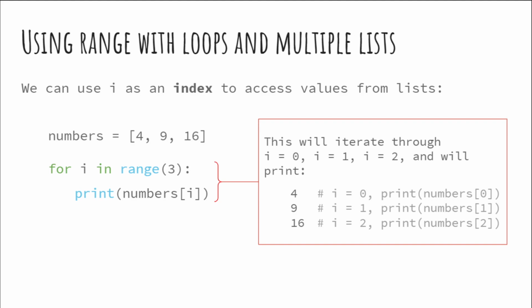So when we iterate over numbers at I, as you see here, we have for I in range 3, that means 0, 1, 2, print numbers at I. So it'll iterate I equals 0, print numbers at 0, which is 4. Then it'll print numbers at 1 the next time, and that's 9. Then it'll print numbers at 2, and that's 16. And so what we expect to see from this code is 4, 9, 16.